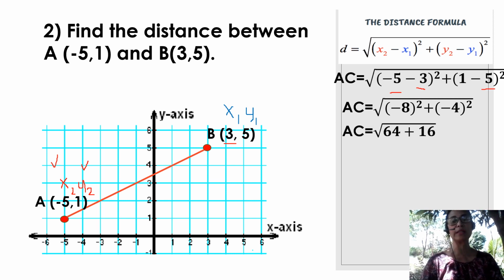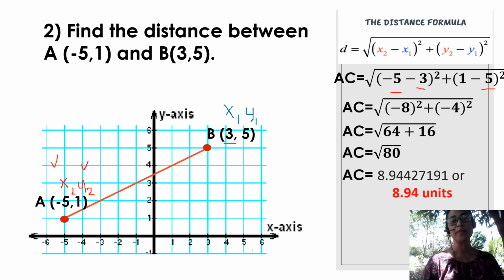Evaluating this, we get 64 plus 16. Then we take the square root of 80. Then you have to use your calculator to get its decimal value, which is 8.94427191. Rounded to the hundredths, we get 8.94 units. So this is the length of segment AB.